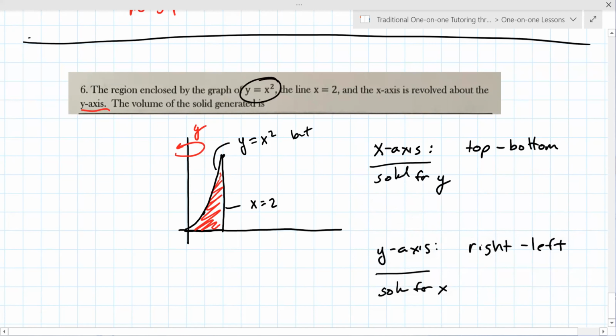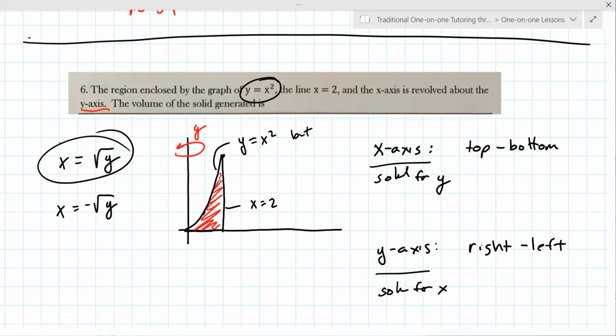So when you solve for x here, you get x equals positive square root of y and x equals minus square root of y. And you're like, well, how do I know which one it is? Well, it depends on where we are. All these y's are positive, so it's this one. But because you're squaring it, you can also get away with using the wrong one.